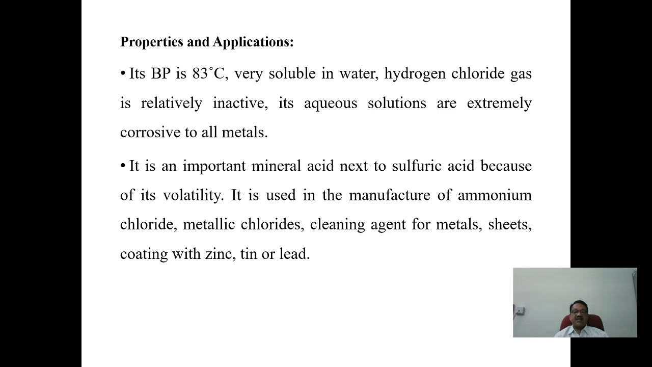Applications: it is an important mineral acid next to sulfuric acid because of its volatility. It is used in the manufacture of ammonium chloride, metallic chlorides, and cleaning agents for metals, sheets, and coating with zinc, tin, or lead. So these are the properties and applications of hydrochloric acid.